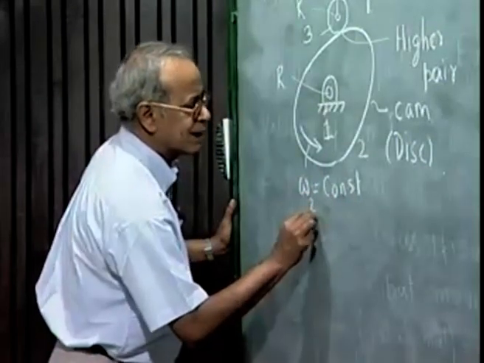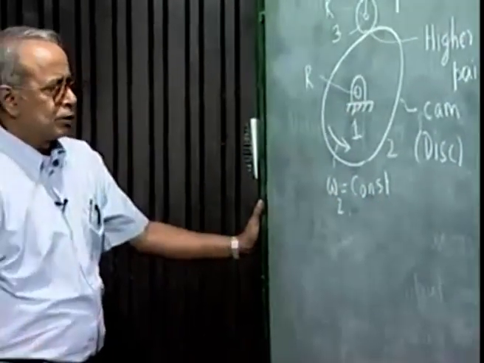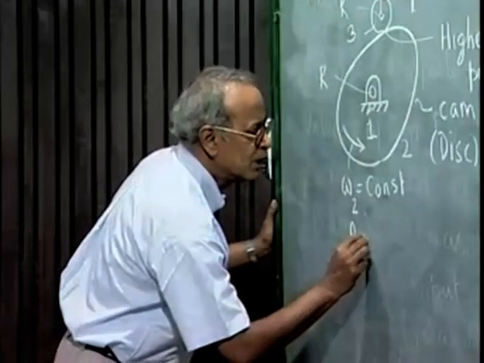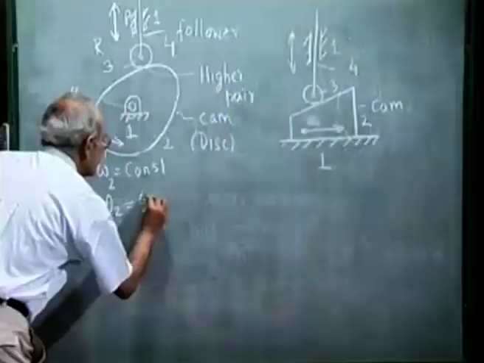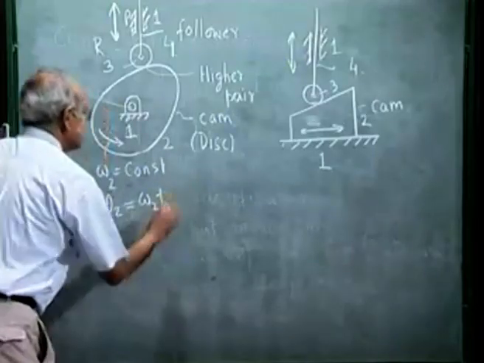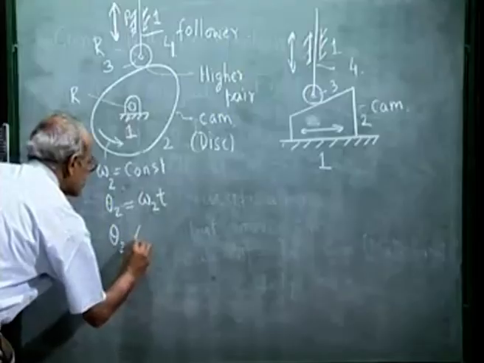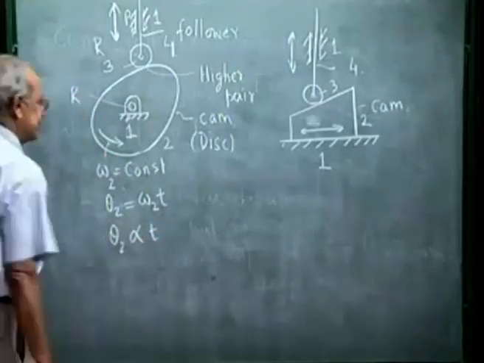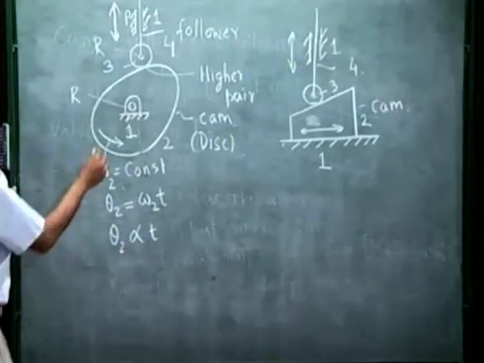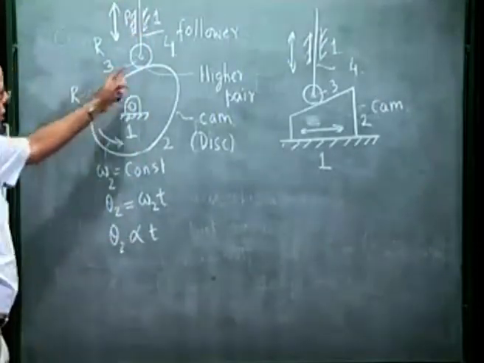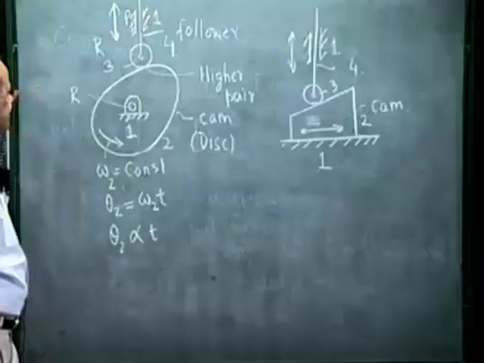Omega 2 is constant. So the rotation of this cam, theta 2, which is omega 2 into t, where t is the time, we can see this theta 2 is proportional to time. And the movement of the output link will depend on the profile of this cam.